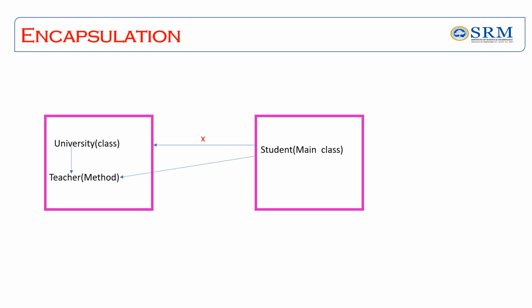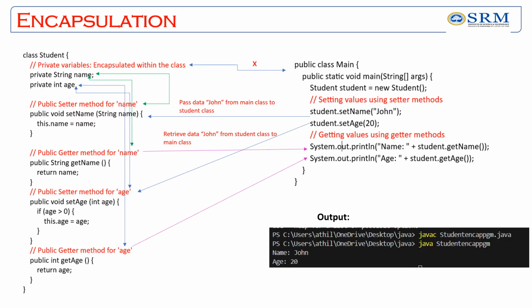So here encapsulation is also the same. We are going to achieve the same thing through encapsulation. In this program, I have declared two classes. One is the student class, another one is the main class. Inside the student class, I have declared the variables name and age as private variables. It means I can access the variables name and age inside the student class, and I cannot access them outside the student class.